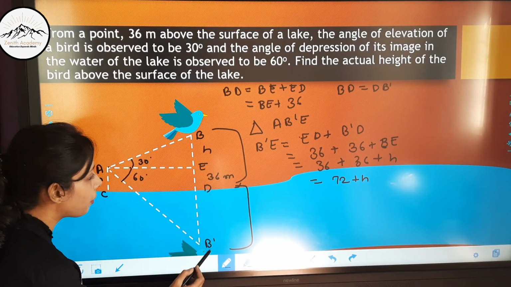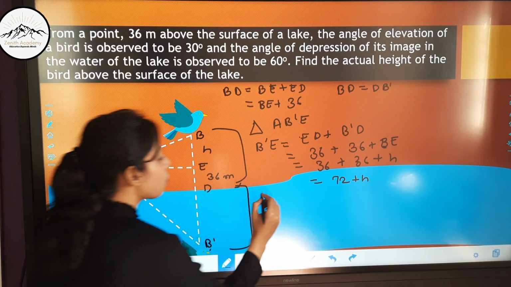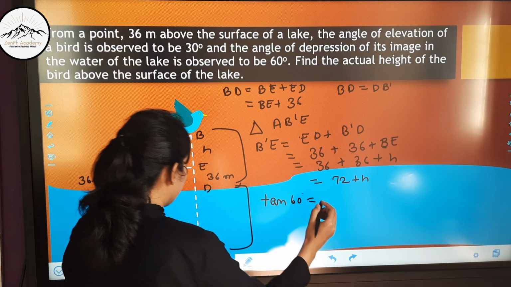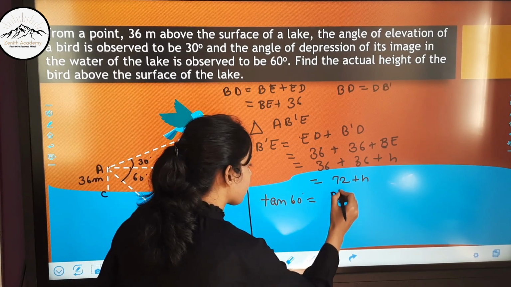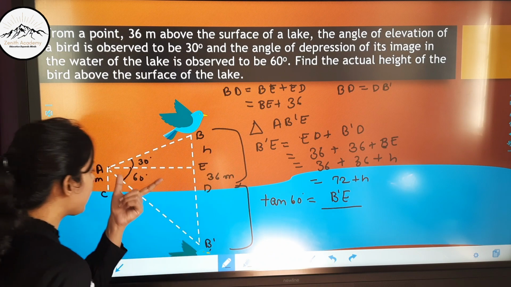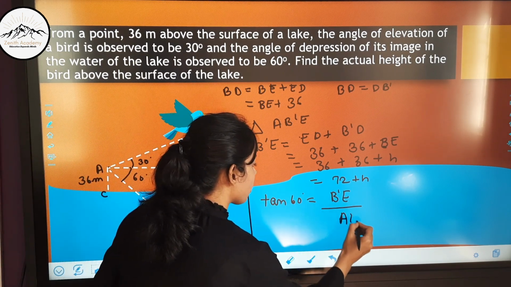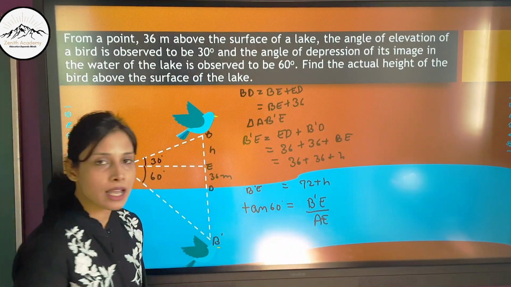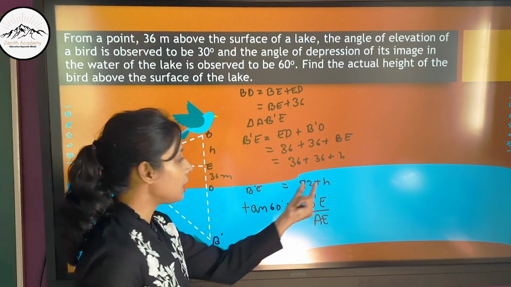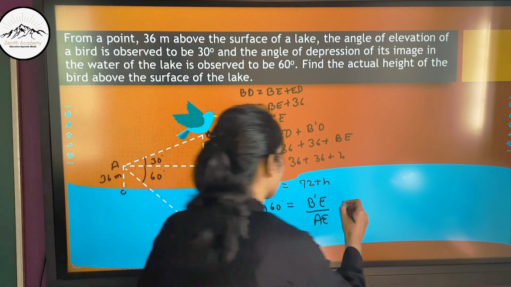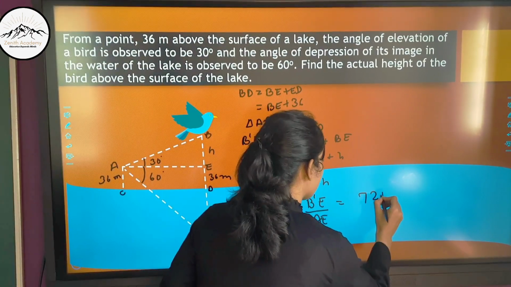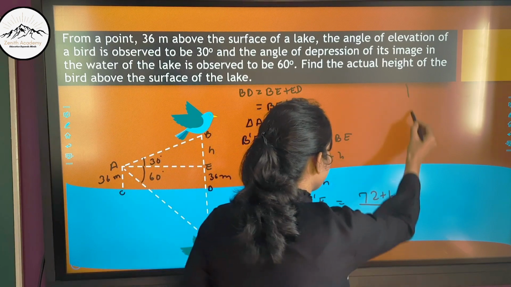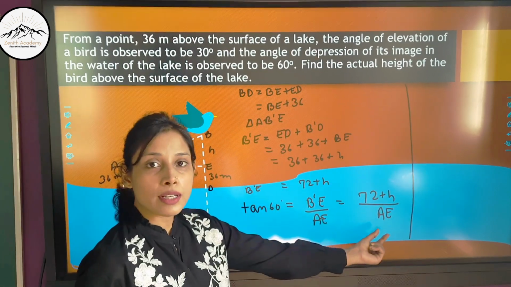Now this is a perpendicular and this is the base. So for tan 60 degrees, perpendicular is B dash E upon base is AE. Now tan 60 degrees is equal to B dash E upon AE. B dash E we found out as 72 plus H. So it will be 72 plus H upon AE. Before we go further, let's first find out what AE is.